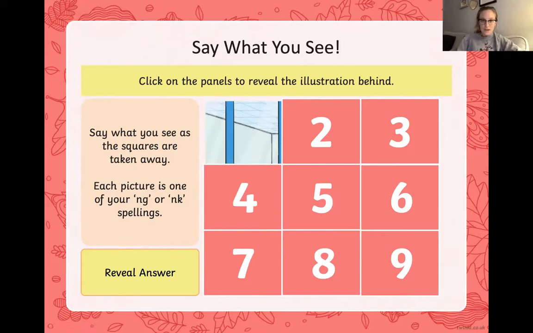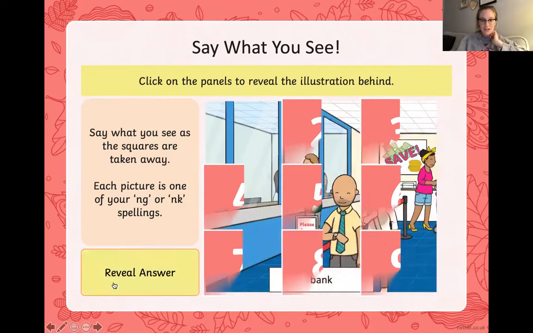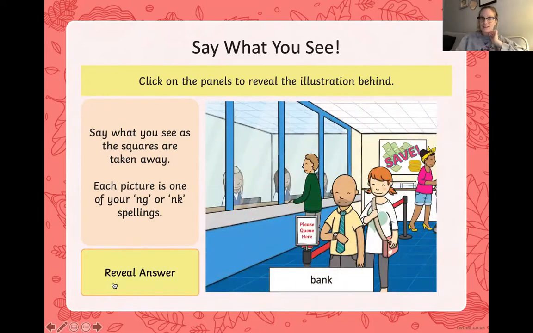Oh, what do we have there? Oh, I know what it is. Do you know what it is? Up there. What's that? Let's reveal the answer. It's a bank. Oh. I was going to say ceiling. I think I've been tricked. I think we need to try it again.